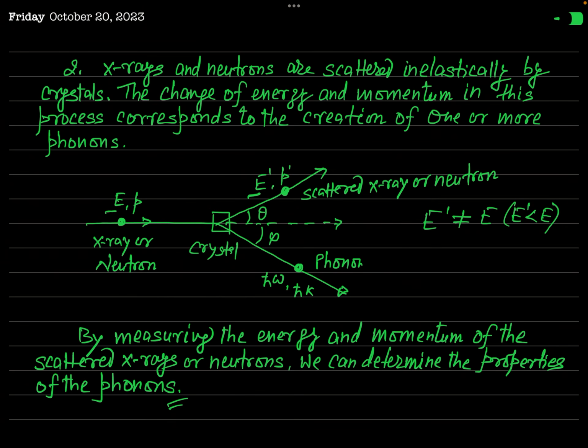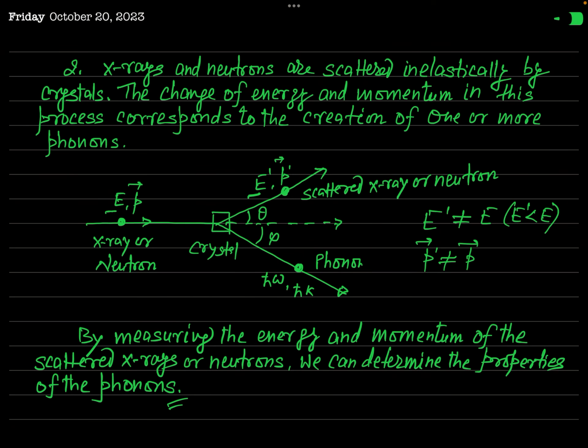Similarly, if P is the momentum of the incident X-ray or neutron, and P prime is the momentum of the scattered X-ray or neutron, you can take P as a vector because momentum is a vector quantity. It is also found that P prime is not equal to P. It means the momentum of the X-ray or neutron also changes after scattering. How much will the momentum change? How much will the energy change?